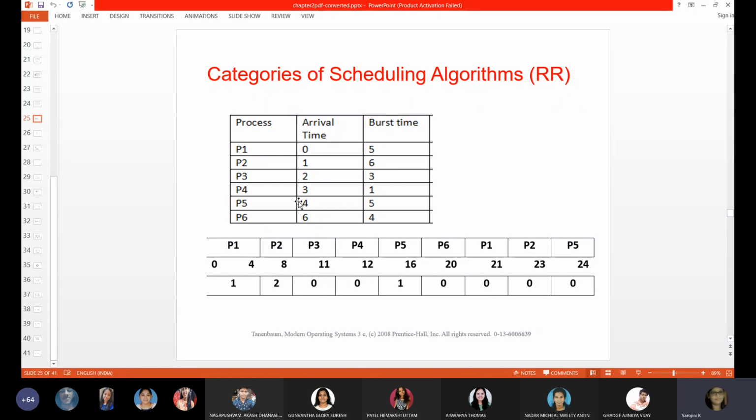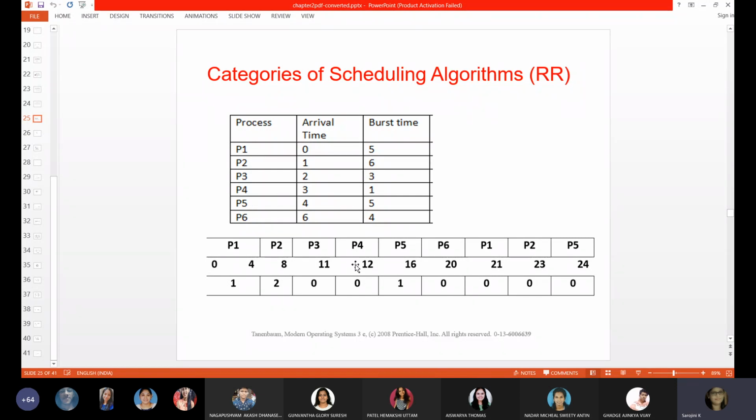Okay, next process is P4. P4's CPU burst time is 1 millisecond. So P4 will enter next. At the 11th millisecond it will start, and at the 12th millisecond it will complete its execution. P4. Okay. Then P5. This is a cycle. Chance will be given to all the processes. Then again in another cycle, the chance will be given sequentially to all the processes. So it will be a cycle.